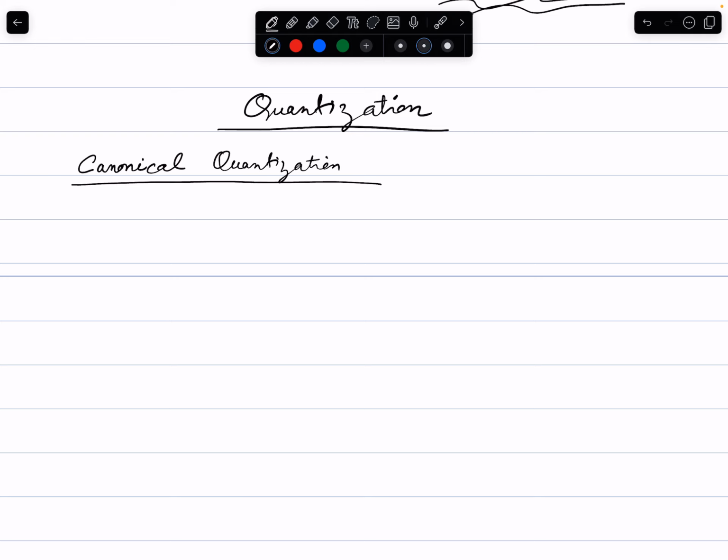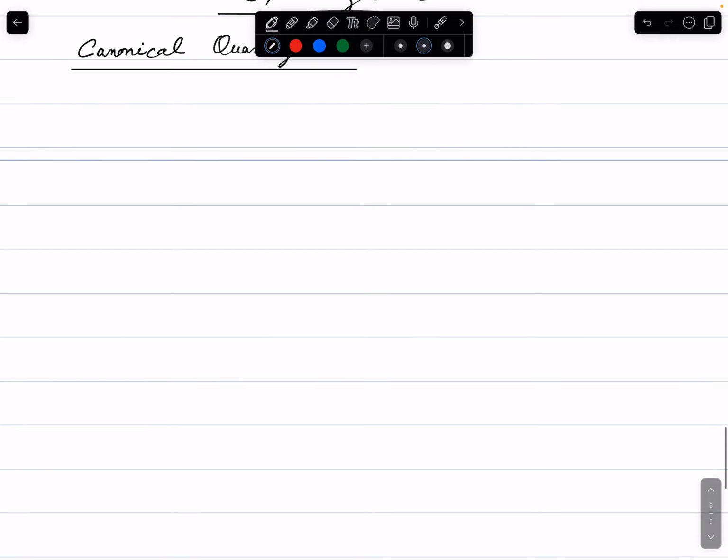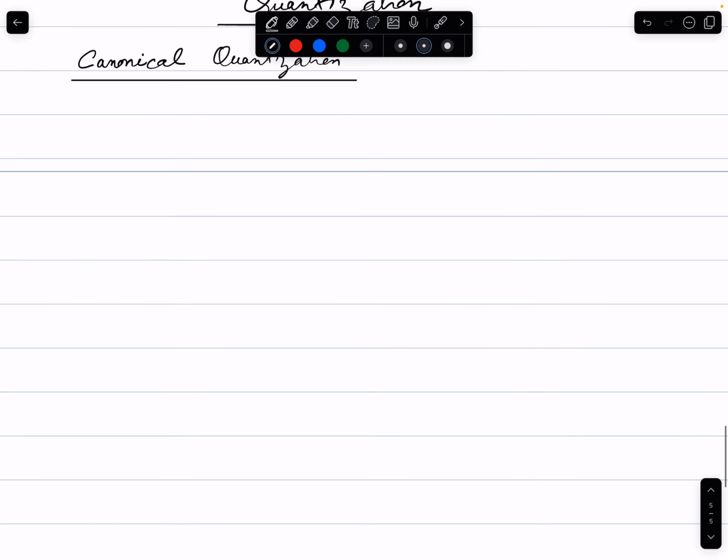Here the idea is to identify observables which are canonically conjugate to each other in the Hamiltonian language, and then we make those operators. Okay, what do I mean by that? Take the simple harmonic oscillator, write down the Hamiltonian classically, and it also looks like the same.